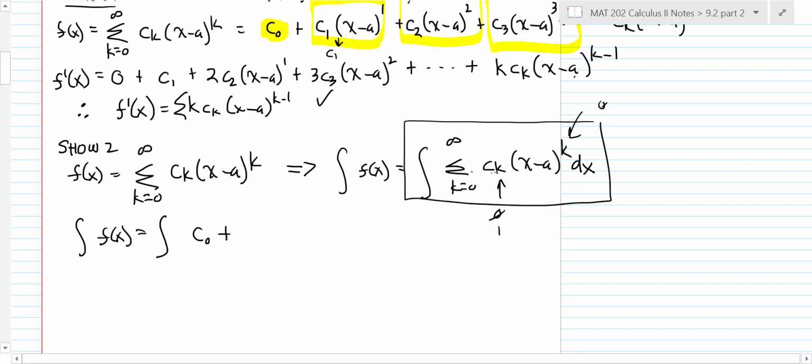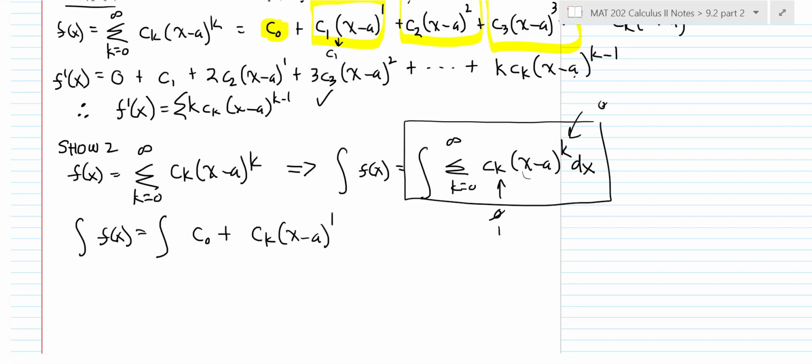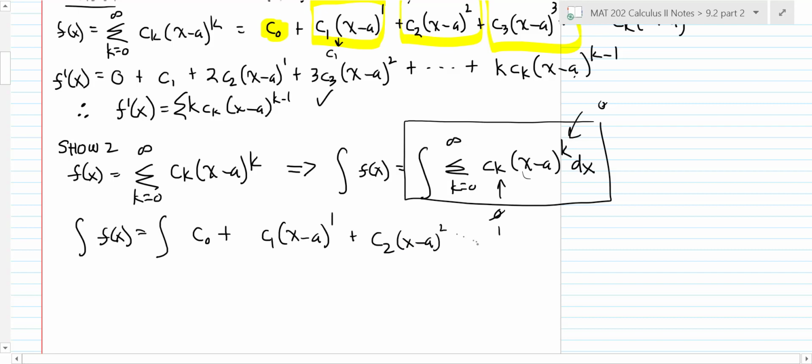So if k goes to 1, then you would have c of 1, x minus a to the first. Now go to the next term. The next term is c of 2, x minus a to the second. Once you get here, the pattern's simple. Now it's c of 3, x minus a to the third, and eventually we get c of k, x minus a to the k. And that whole thing is dx.